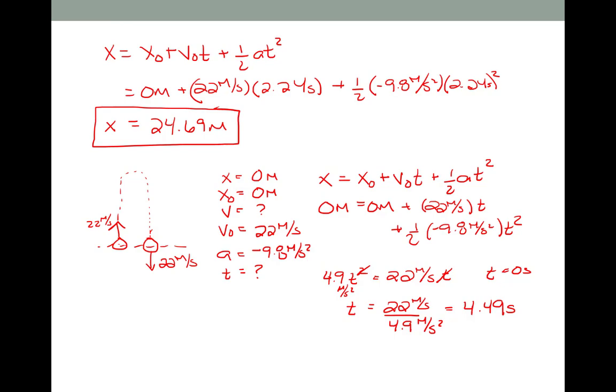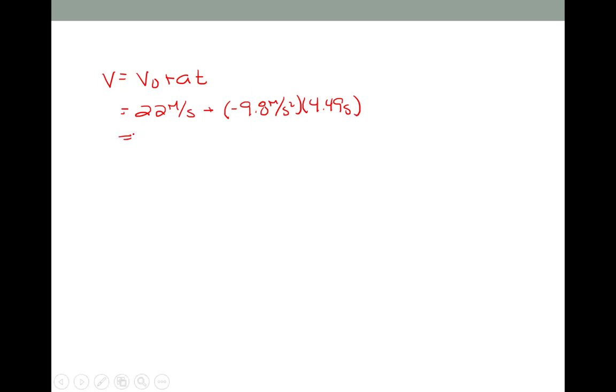With this t, again moving on to the next slide, I can calculate the velocity right when it returns to the original height. So let's do that. And to do that, I'm going to want to use the v equals v naught plus at formula. So v is what I want to find. V naught was 22 meters per second, plus the acceleration, which was negative 9.8 meters per second squared, times 4.49 seconds. And if I plug that into my calculator, I get negative 22 meters per second.